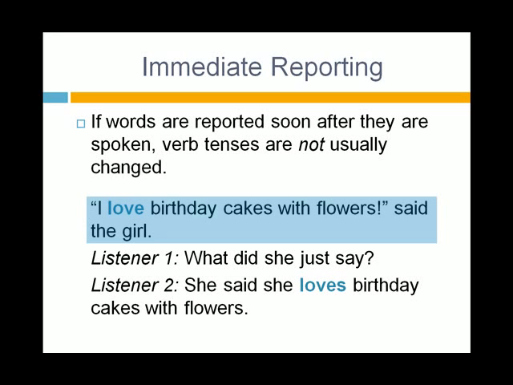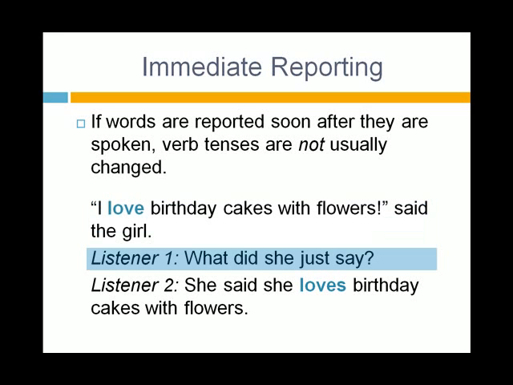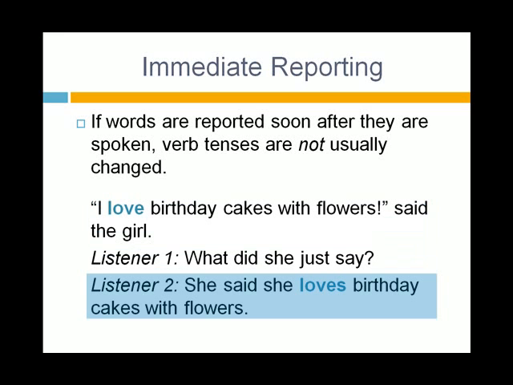Example. "I love birthday cakes with flowers," said the girl. Listener 1: What did she just say? Listener 2: She said she loves birthday cakes with flowers.